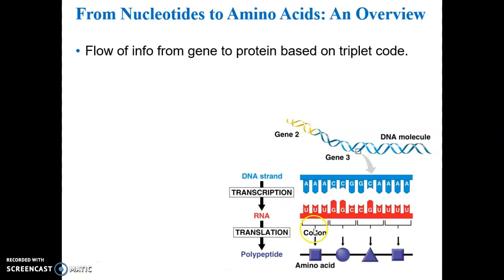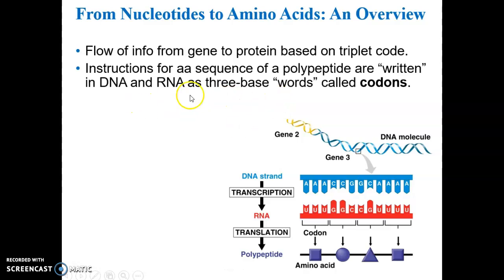The grouping of 3 nucleotides on the RNA molecule is referred to as a triplet code or a triplet codon. So that triplet of bases on RNA codes for, hence the term codon, a particular specific amino acid. So when we go to translation, RNA to amino acid, that is a 3-to-1 relationship.